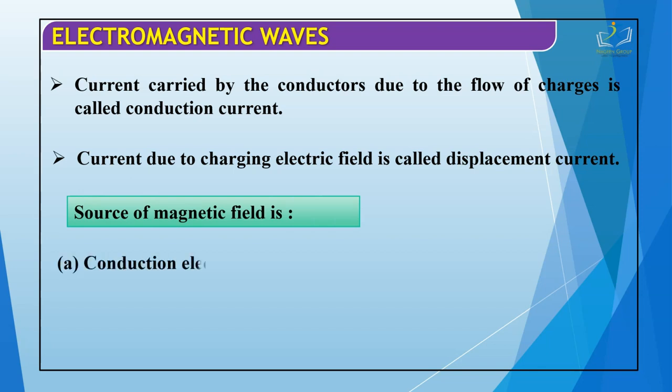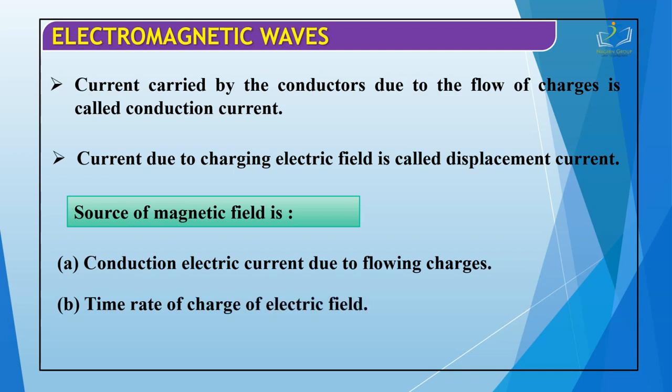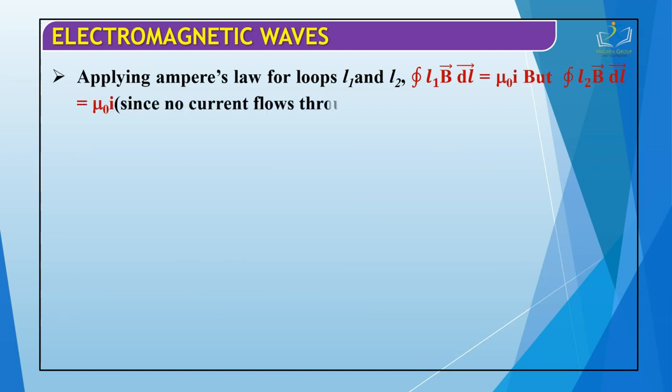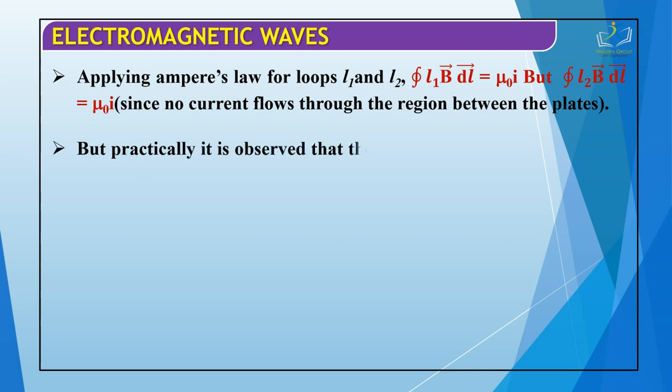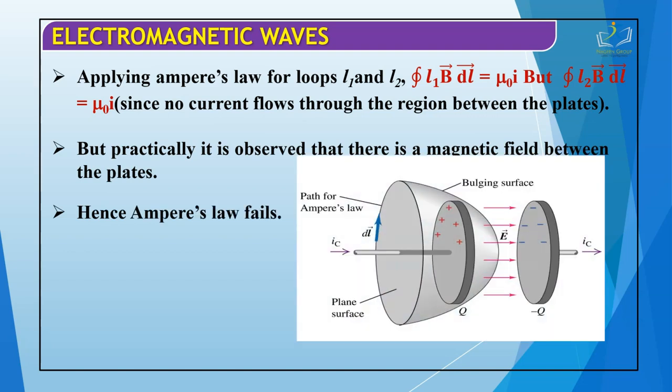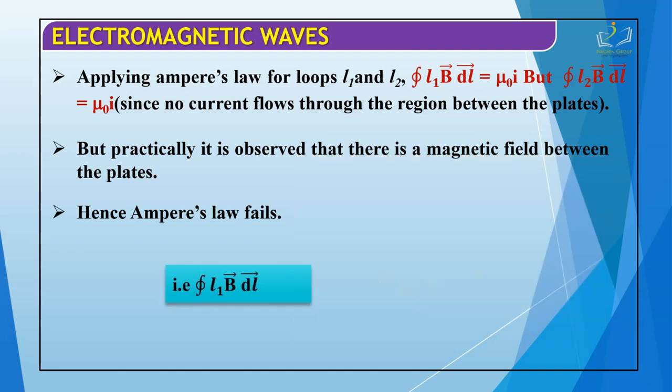The source of magnetic field is the conduction current due to flowing charges and the time rate of change of electric field. Applying Ampere's law for loops L1 and L2, closed integral over L1 of B dl is equal to mu naught times I, but closed integral over L2 of B dl is equal to mu naught times I also, since there is no current flowing through the region between the plates. But practically it is observed that there is a magnetic field between the plates. Hence Ampere's law fails, that is, closed integral of B dl is not equal to mu naught I.